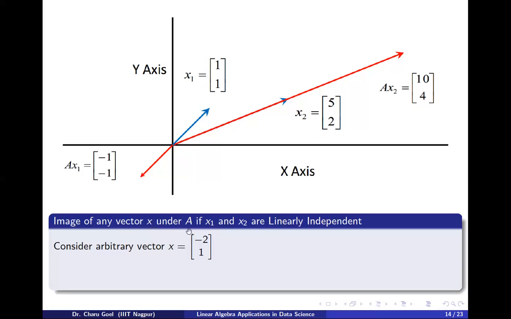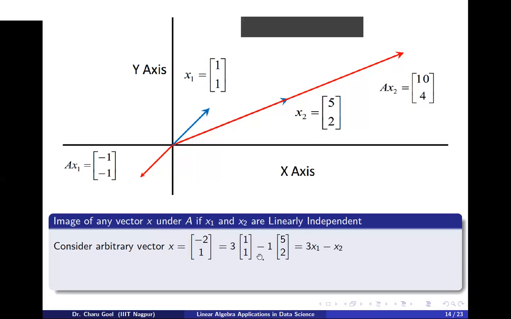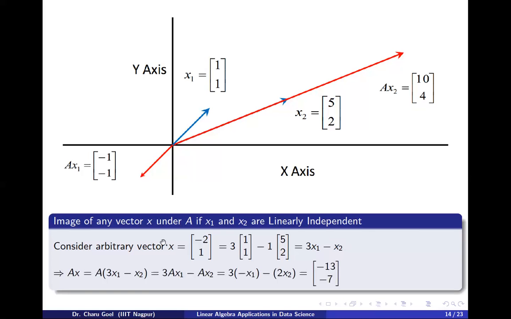Now we have considered an arbitrary vector, let's say (-2, 1). Then that will be equal to 3 times (1, 1) minus 1 times (5, 2), equal to 3X1 minus X2. So -2 can be written as 3 minus 5 and 1 can be written as 3 minus 2. So x is 3X1 minus X2. Let us pre-multiply x by A, and that gives 3AX1 minus AX2. We know what AX1 and AX2 are, and we get the image of x under A as (-13, 7). So this just means that using these two linearly independent vectors X1 and X2, we have written the image of any vector x under A after writing the linear combination of X1 and X2.